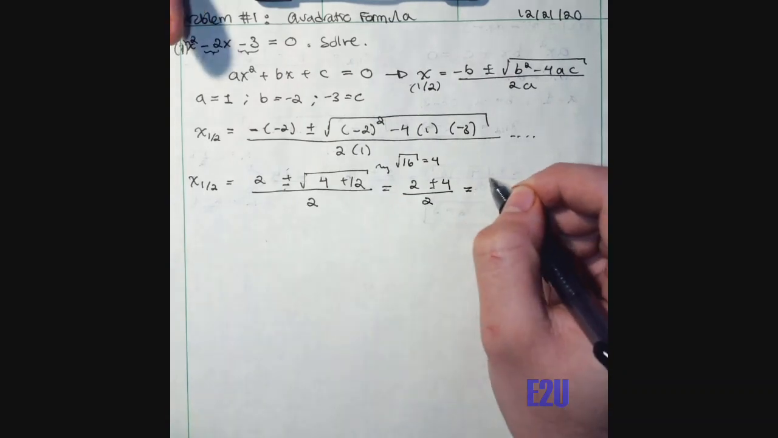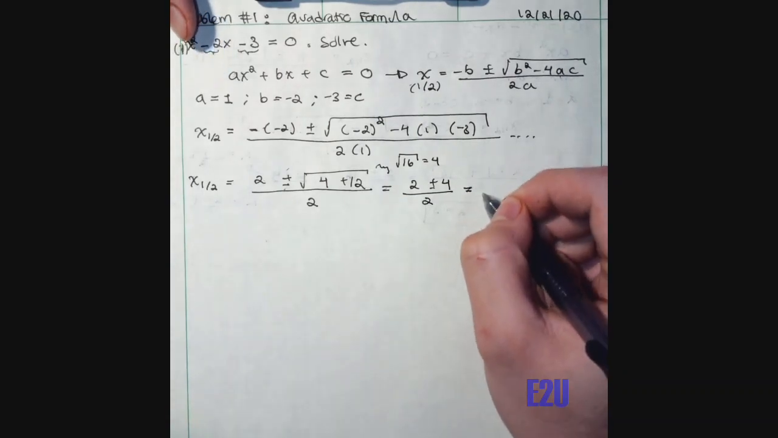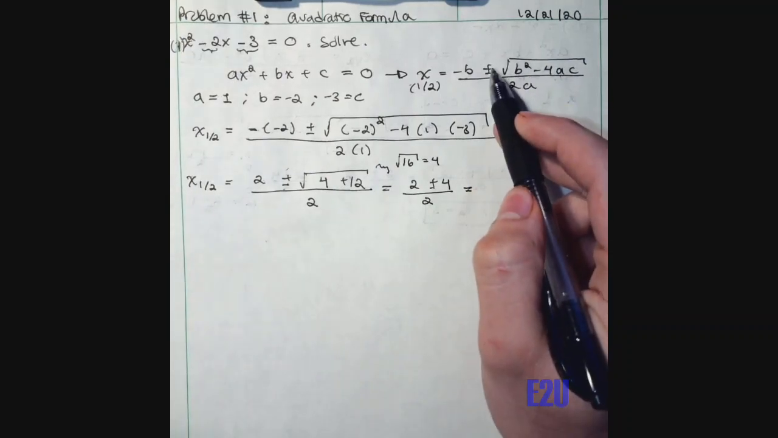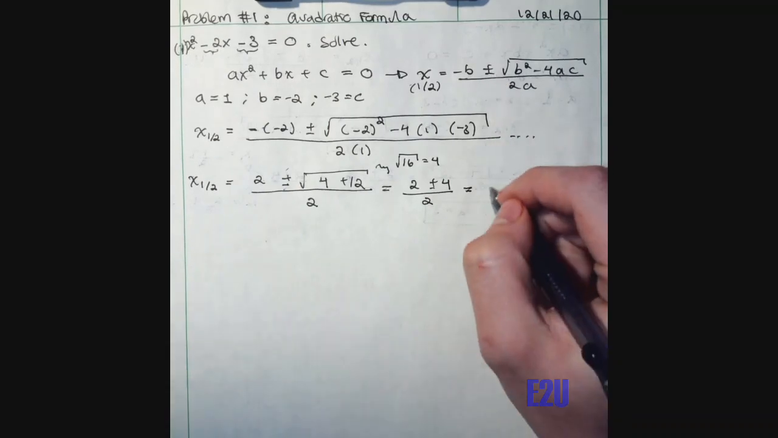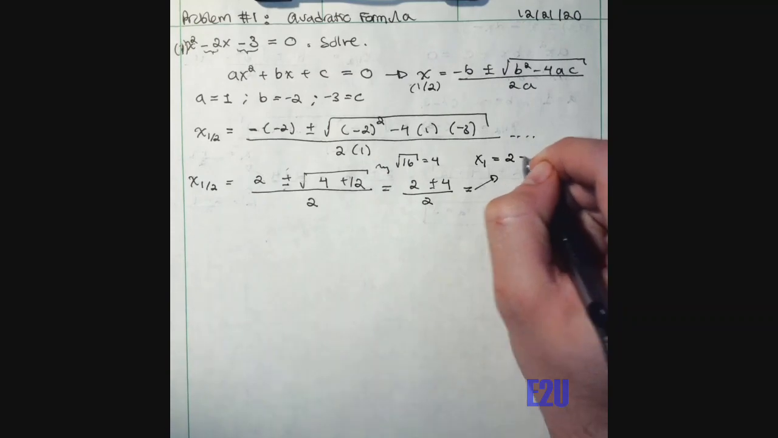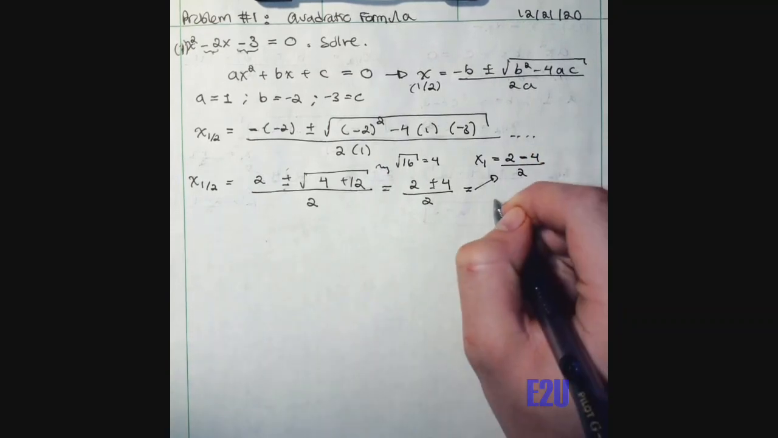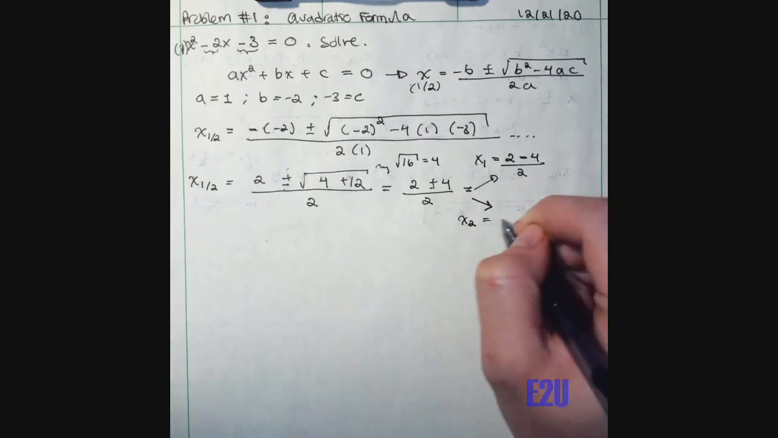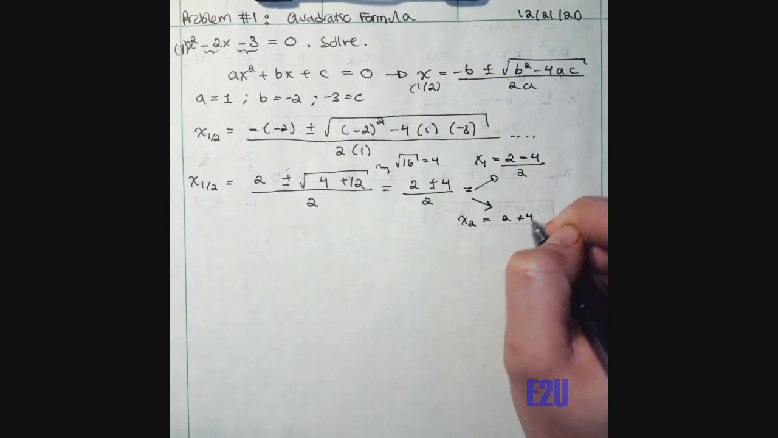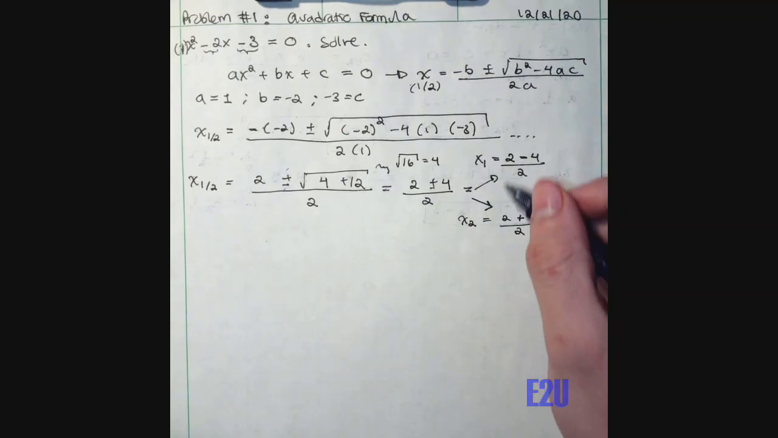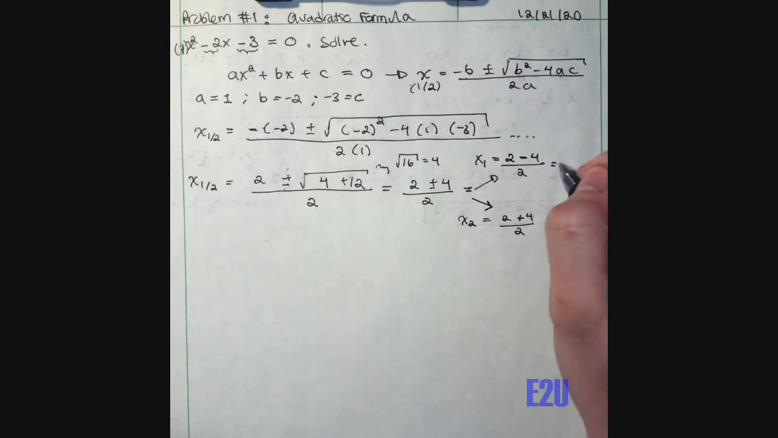This is where we separate both of our solutions. Remember that I said that one is going to be for the positive and one for the negative. So here we're going to separate it. x1 is going to be 2 minus 4 divided by 2, and another one is going to be for the positive, 2 plus 4 divided by 2. It can be either way, so this could have been x sub 2 and this could have been x sub 1, as long as you understand the difference.